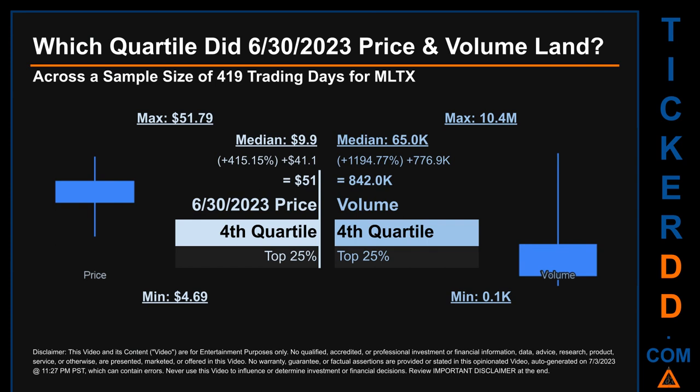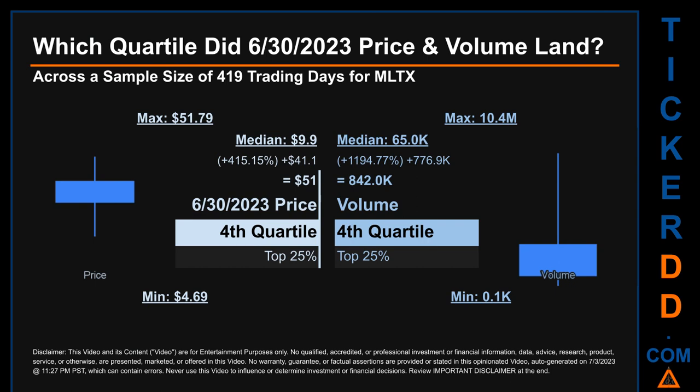Which quartile did June 30, 2023 price and volume land? Across a sample size of 419 trading days, the maximum end-of-day price for MLTX was $51.79 while the minimum was $4.69. Within that price range, June 30, 2023 price of $51 landed within the fourth quartile, meaning that it was within the top 25% of all sampled end-of-day prices.